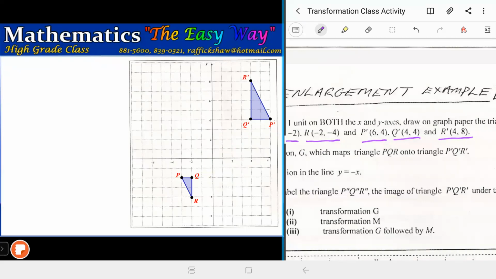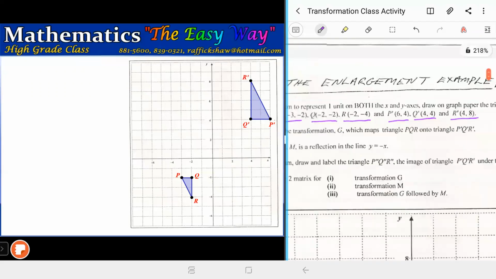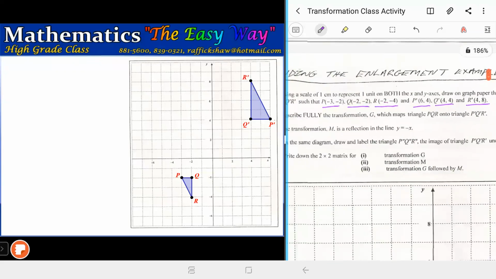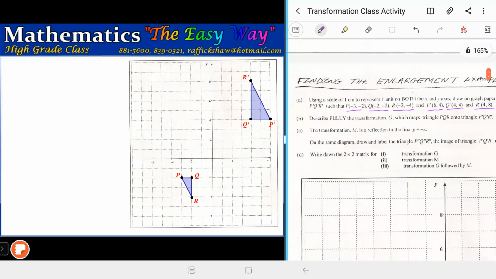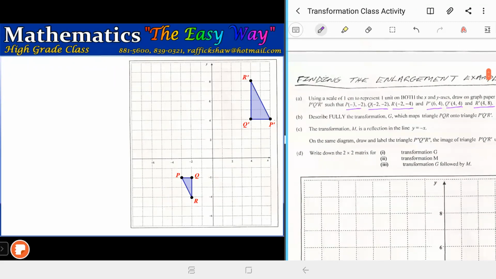So we already know that the scale factor is negative 2. Without doing anything, just by looking, we know the scale factor is negative 2. But look what the question says: describe fully. Don't just tell which transformation it is. It tells you to describe fully, and they put the word fully in bold in cap letters. You know why? Because you have to give the name and the components.